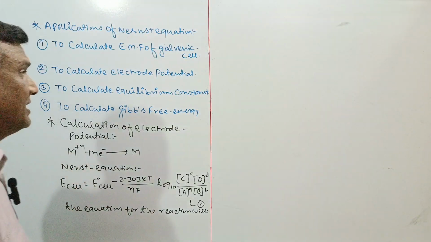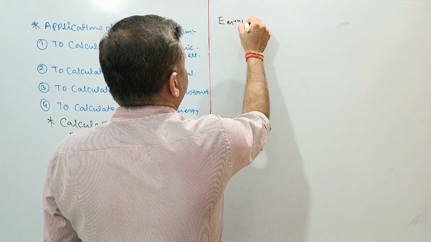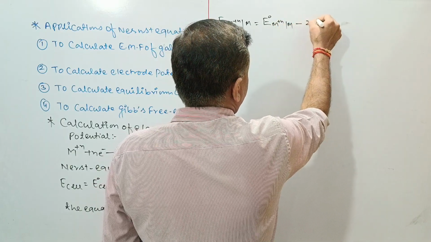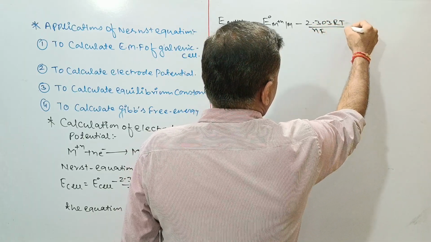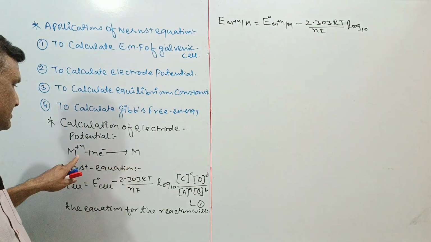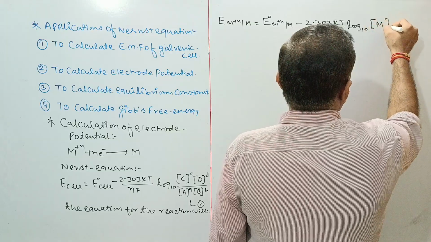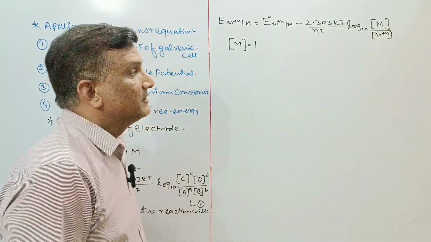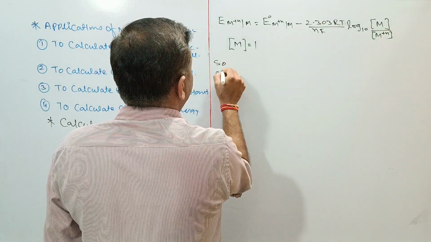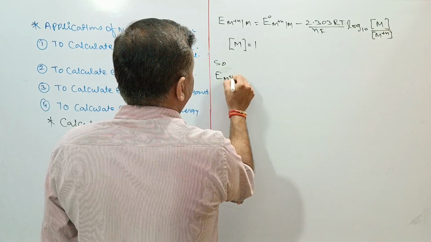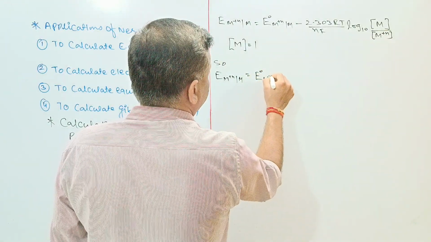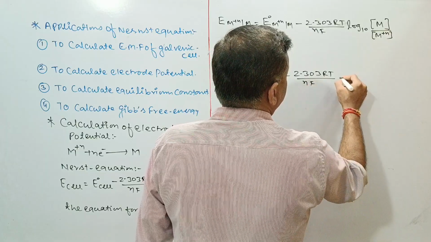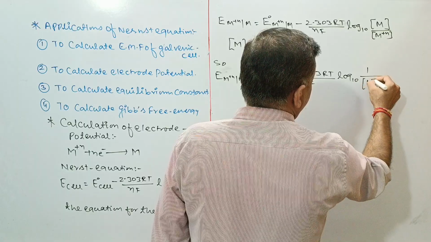if we convert the equation, you will have E of M^n+/M is equal to E naught of M^n+/M minus 2.303 RT upon nF, log base 10 of concentration of product upon concentration of reactant. So this is M and this is M^n+. As we know, the neutral substance exists with unit value. So this equation will be E of M^n+/M is equal to E naught of M^n+/M minus 2.303 RT upon nF, log base 10 of 1 upon [M^n+].